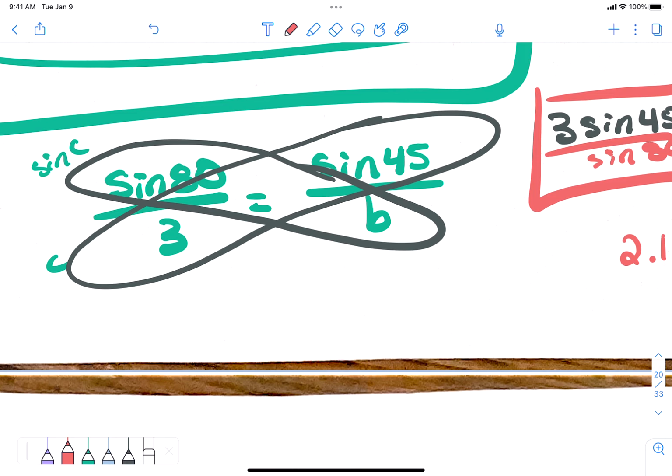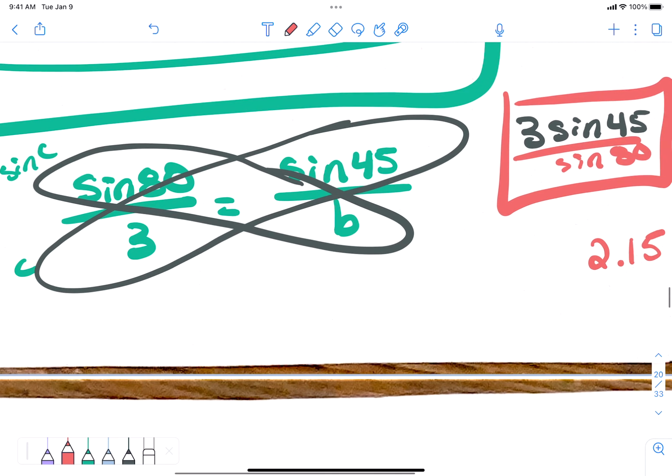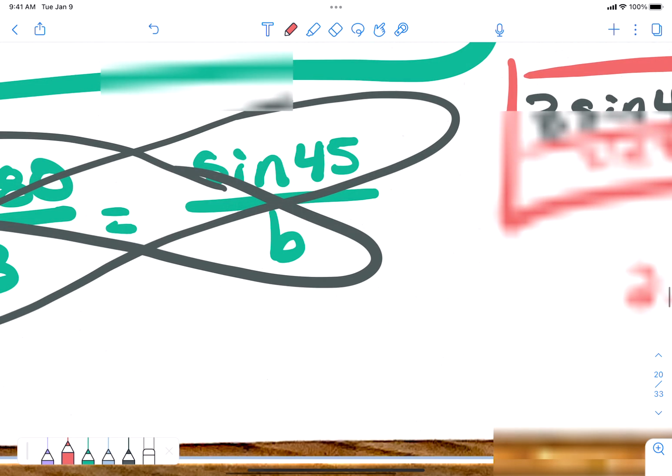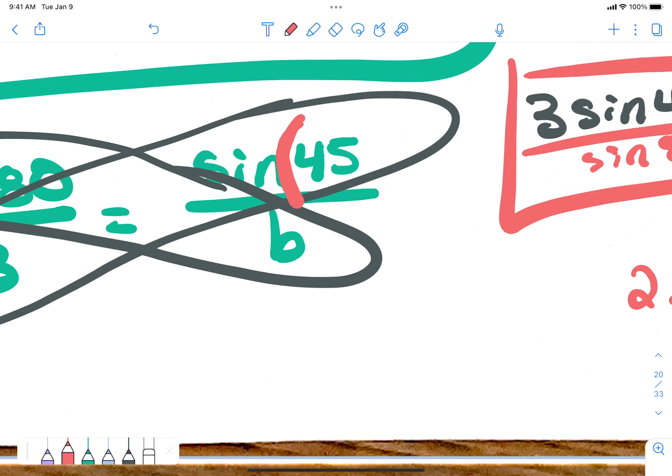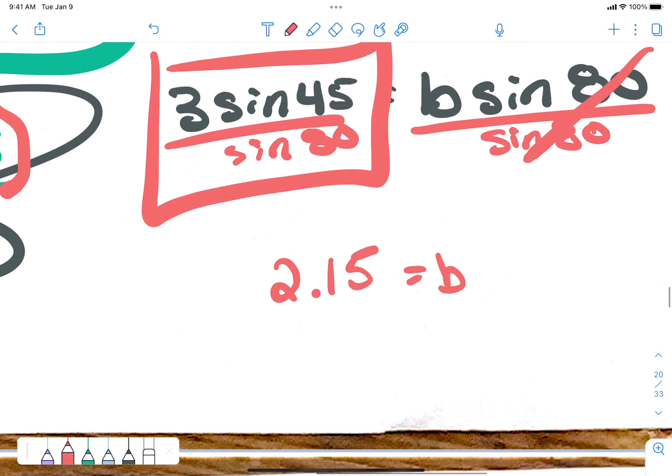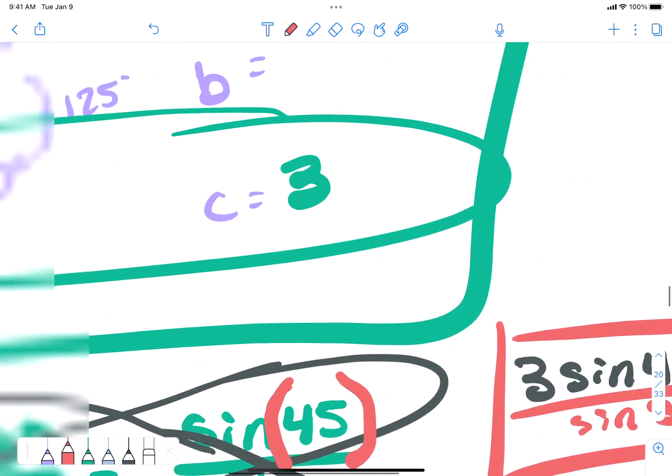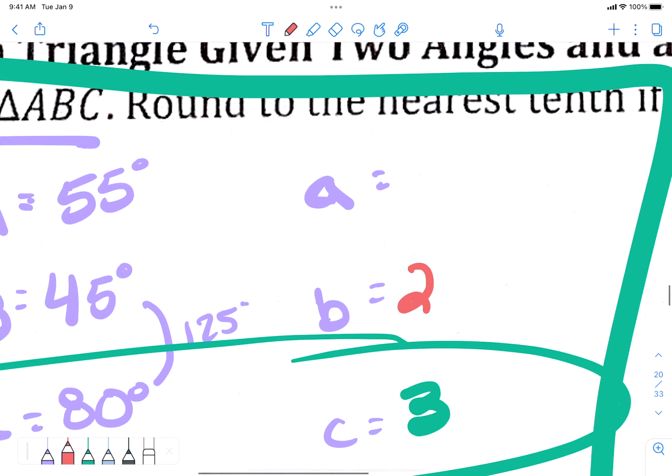Yes. As long as, when your calculator does it, it will a lot of times open up a set of parentheses. You need to make sure you close it off before you hit any other operations. Yes, good question. Okay, so 2.15 is what we get for B. If you type that all in, that's what you should get.